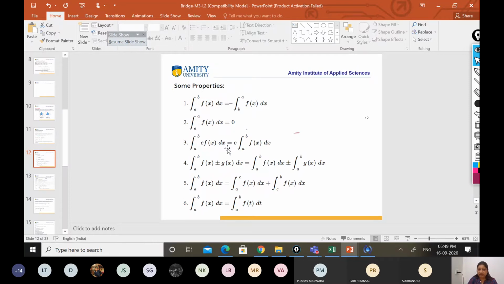Integral a to b c f(x) dx, where a, b, c are constants, so we take this c outside of the integral. Then integral a to b of f(x) plus or minus g(x) dx, again we can break it. Then integral a to b f(x) dx is equal to integral a to c f(x) dx plus integral c to b f(x) dx, where c is any point in between the interval a to b. Again, integral a to b f(x) dx is equal to integral a to b f(t) dt. That means we can change the independent variable and there will be no change in the limits of integration.